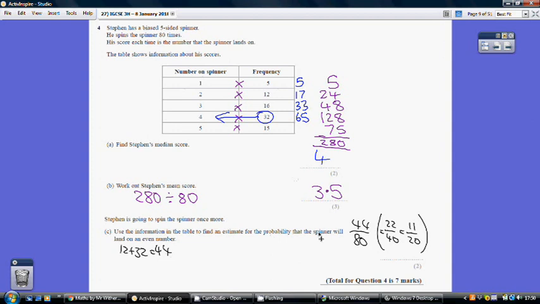That's fine as a final answer because it didn't ask you to simplify it. But if you wanted to simplify it, 22 over 40 or 11 over 20 are simplified answers. But 44 over 80 would have given you full marks.